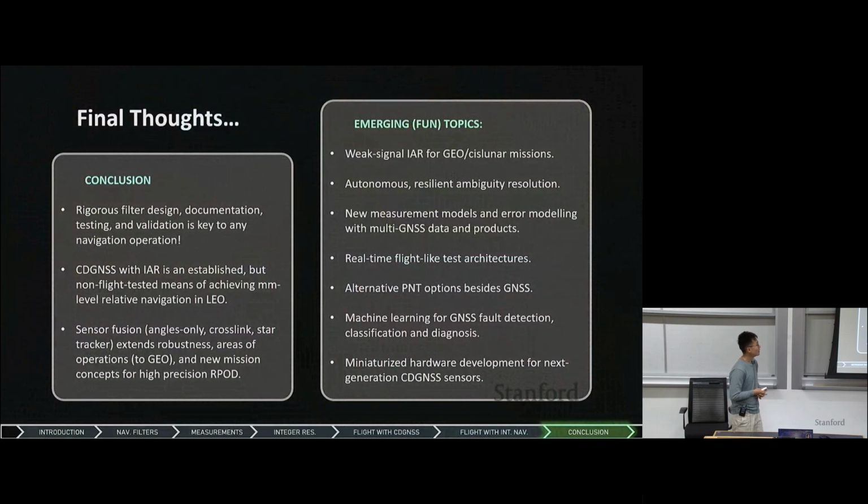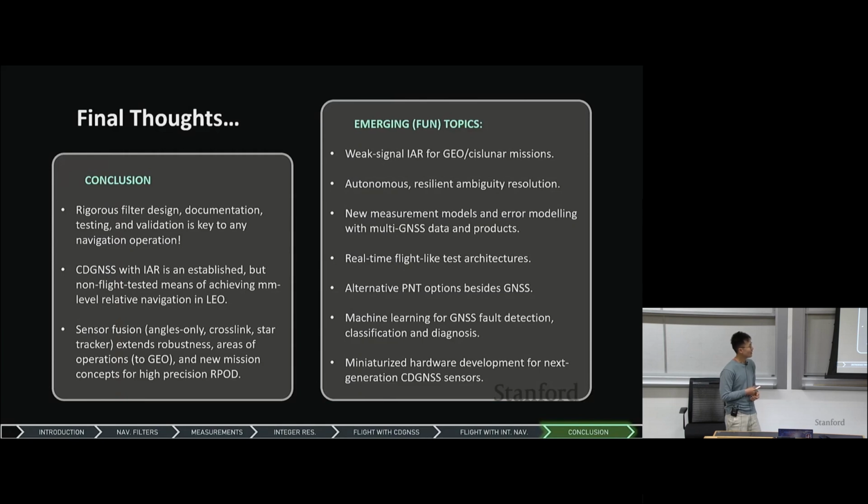So some final thoughts. Rigorous filter design, documentation, and testing is really key to any navigation operation. A lot of navigation algorithms stay on paper until they actually get rigorously tested for flight, and that is the big step that makes anything flight ready. Establishing that fidelity has been the core of what we are trying to do at SLAB. Second point, carrier phase differential GNSS with IR is established, but we hope to be the first to flight test and flight validate IAR in orbit, at least on a CubeSat class mission.